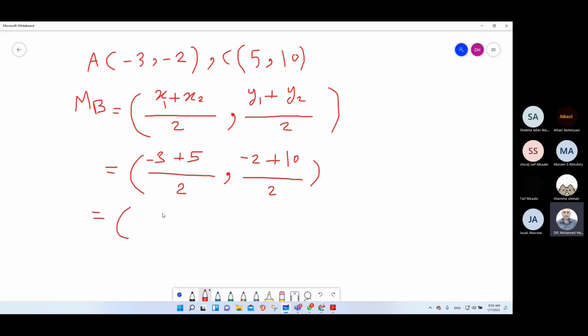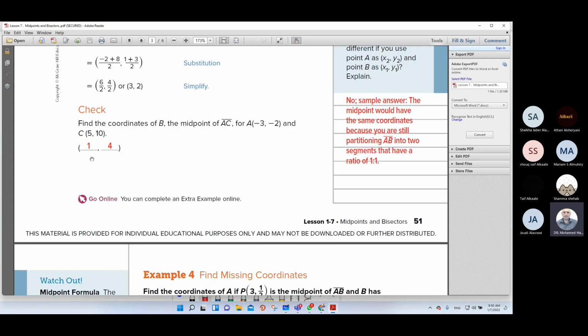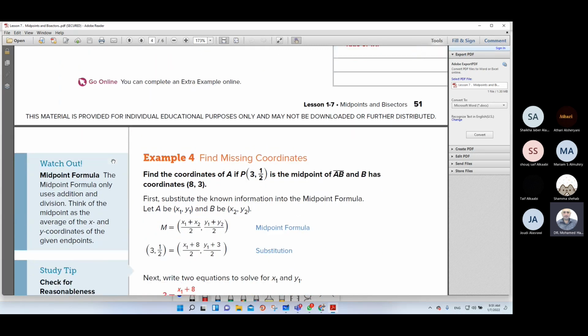Negative 3 plus 5 will be 2, over 2. And negative 2 plus 10 will be 8, over 2. So 2 divided by 2 will be 1, and 8 divided by 2 is 4. So the point will be (1, 4). Great.